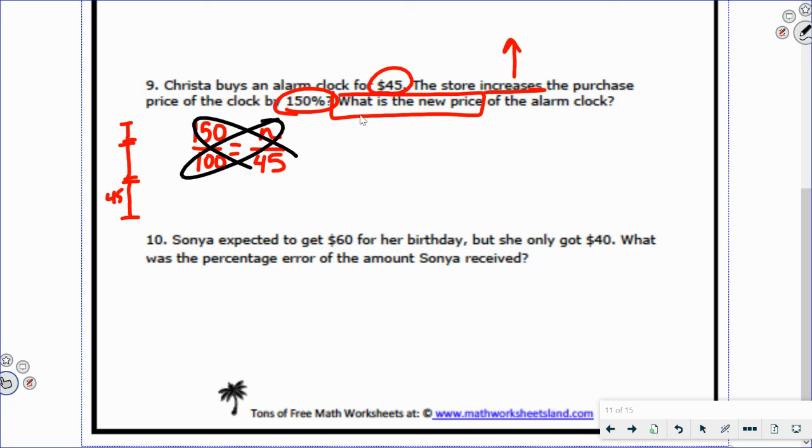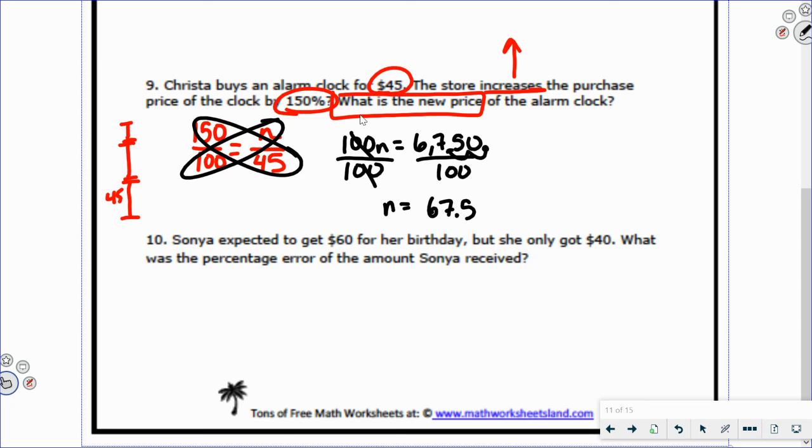In this case, now we can go ahead with our cross products. 100 times n is 100n. 150 times 45 is 6,750. But let's find out what n is, shall we? So now what we do is we move that decimal place 2 to the left. Now remember, folks, that is the increase. So that's not the final cost. It went up after starting at 45.